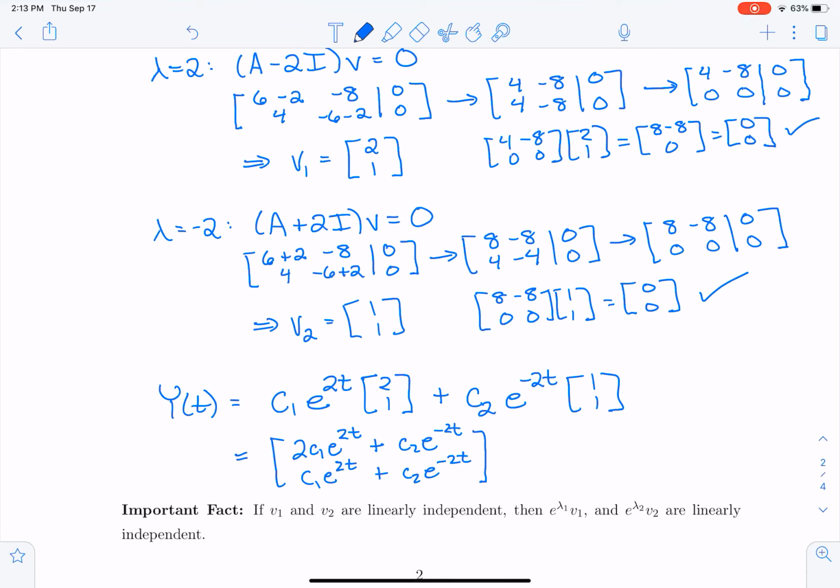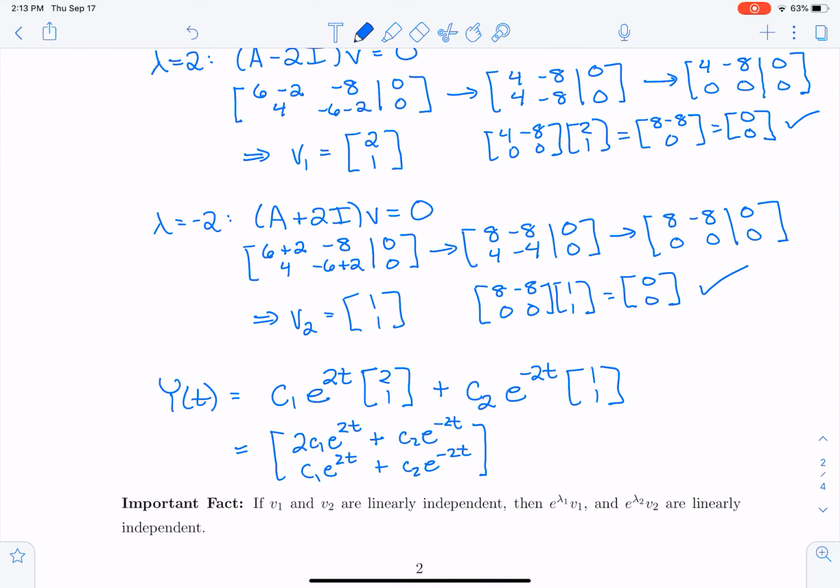Now, c1 and c2 can be determined by an initial condition. So I'll just remind you of this important fact that if v1 and v2 are linearly independent, then the solutions e to the lambda 1 t v1 and e to the lambda 2 t v2 will also be linearly independent. You can show that using a Wronskian, but I'm going to give you that as a fact for now.